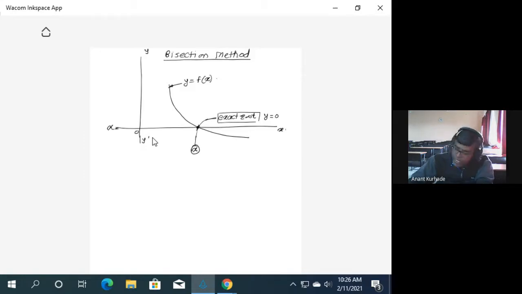So now we have been provided two initial guesses, x1 and x2. Let's consider x1 is here and x2 is here. So this is the value of x1, this is the value of x2. Now once we have the values of the initial guesses x1 and x2, immediately find the values of y1 and y2. If you draw one vertical line, we can get the value of y1, and again we can draw a vertical line here to get the value of y2.